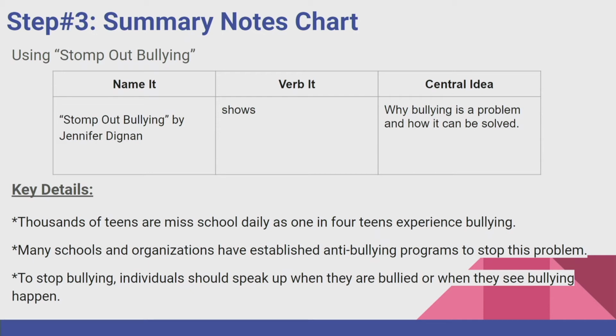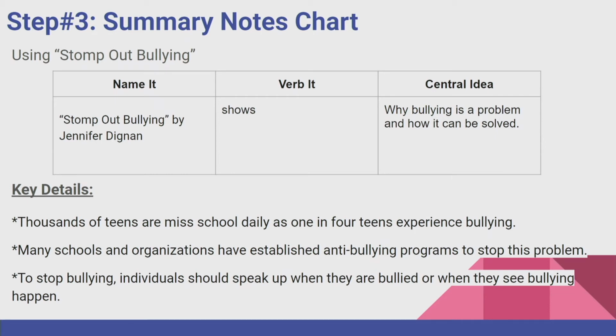Just a note of caution, when you're choosing action verbs, please be sure that it is an action verb that you are familiar with, or one that you have taken the time to find the definition in the dictionary. Each word has specific usage patterns that is significant to its meaning. So the chart reads, Stomp Out Bullying by Jennifer Dignan shows why bullying is a problem and how it can be solved. This will be used for our first sentence in our objective summary.